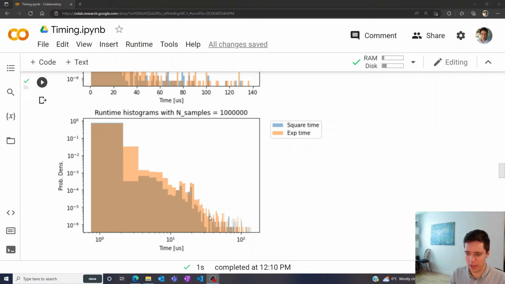Interestingly, we can see there's a linear behavior going on here generally, which indicates that we have some kind of power scaling going on. Maybe the probability density scales as 1 over t squared or something like that. We're going to find out what that scaling actually looks like.